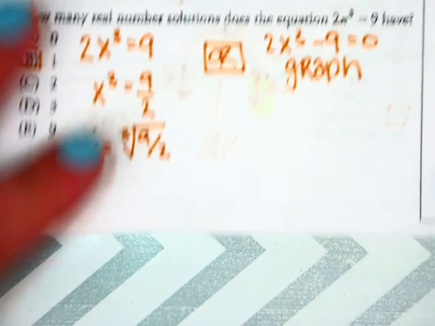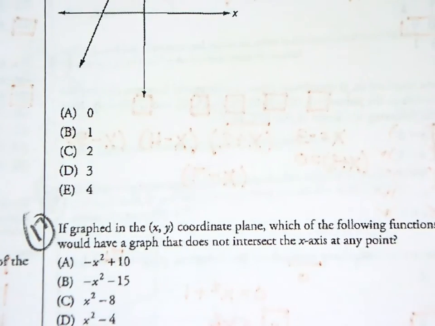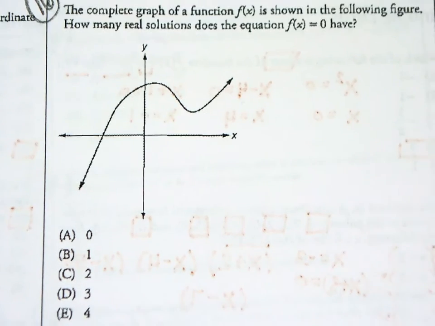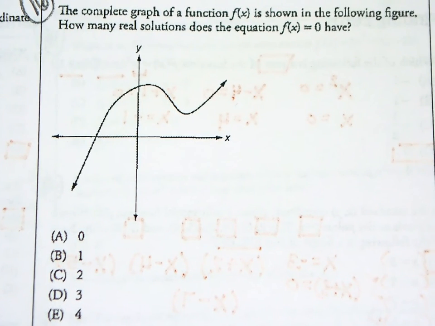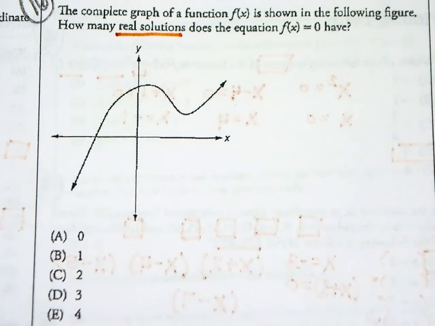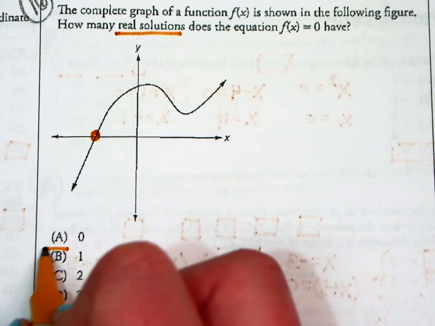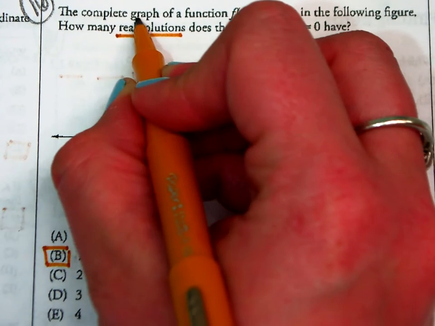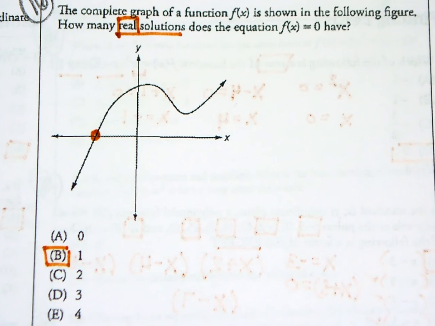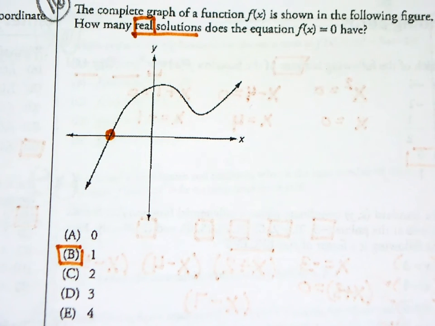All right, let's try the next one. Number 16. The complete function of the graph is shown. How many real solutions does f of x equals 0 have? Well, notice how it crosses at one point, so it has one real solution. Real means that it actually crosses over the x-axis, so it has one real solution.